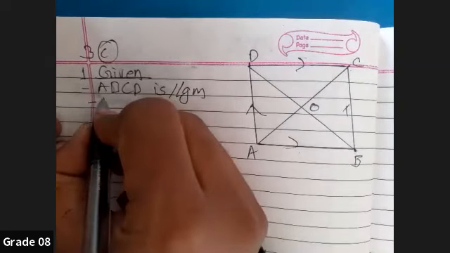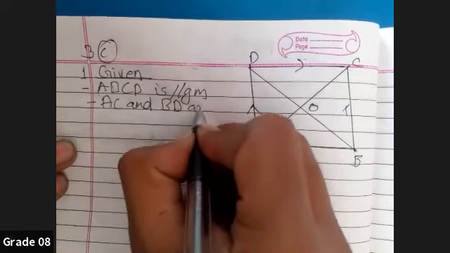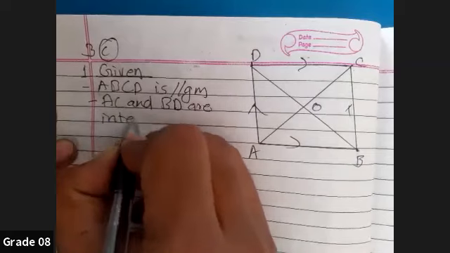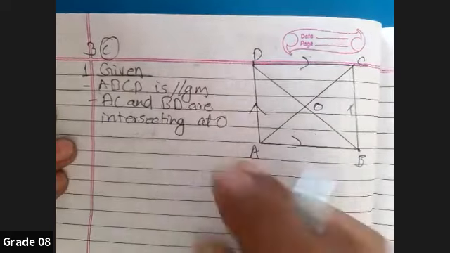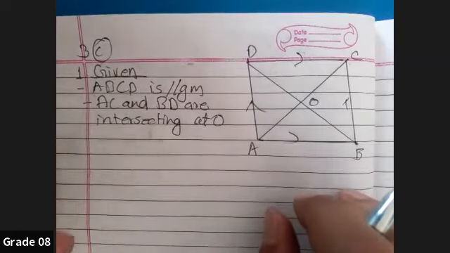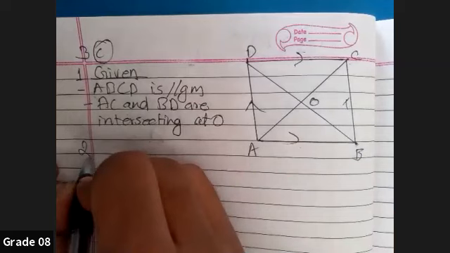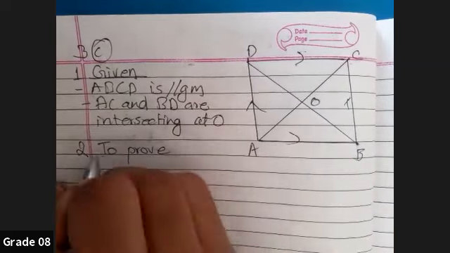So you can also write AC and BD are intersecting at O. So this is the second information provided by the question. Okay, now the given title is finished. Now our second title is always to prove. So to prove is also very simple.